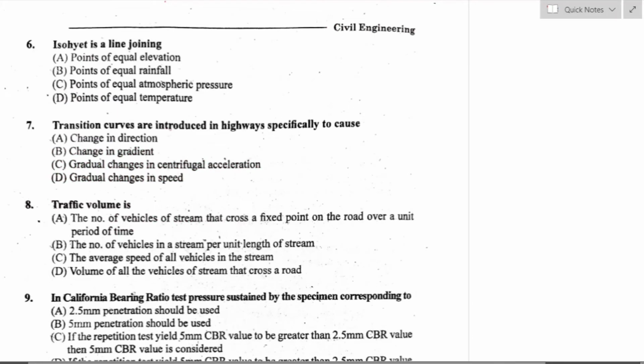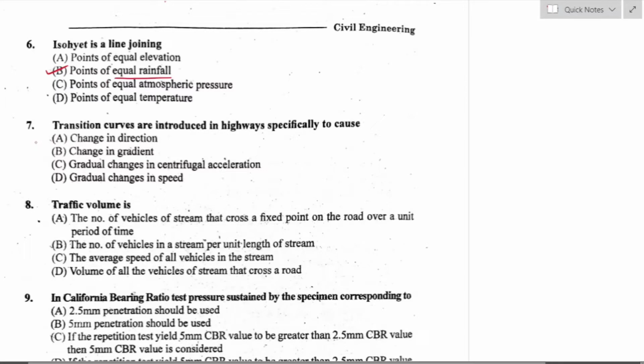Question number 6. Isohyet is a line joining. Isohyets are the lines joining points of equal rainfall for a given interval. So in isohyets, the line joins the points on a map where the amount of precipitation recorded in a given period is the same. Option B is the right answer. It represents the points of equal rainfall.